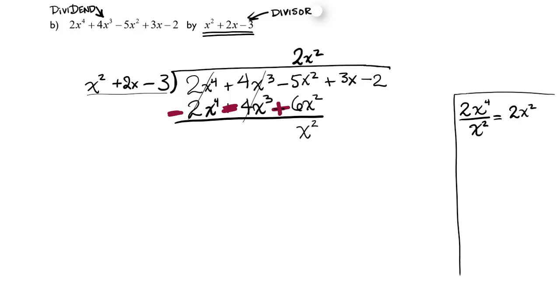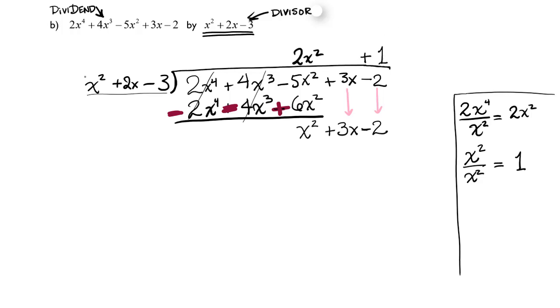Now we can drop down the next 2 terms of my dividend. Plus 3x and minus 2. Now again, I do my little scratch work off to the side. Take the first term of the dividend, divide it by the first term of the divisor. That equals 1. X squared divided by x squared is 1. Put it in the quotient.